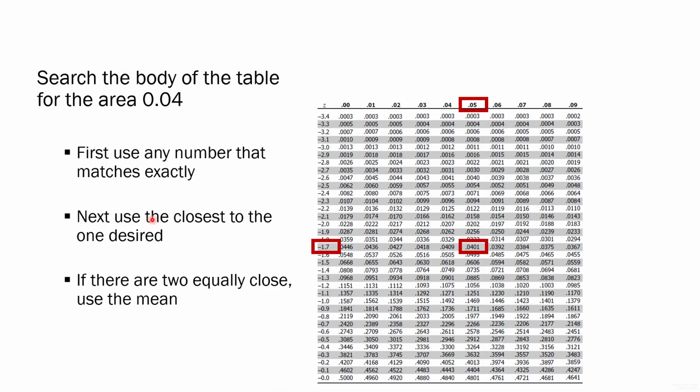So again, first, use any number that exactly matches. Next, use the closest to the desired number. And if you've got two that are equally close, then we would find the mean of those, and that would become our z-score.